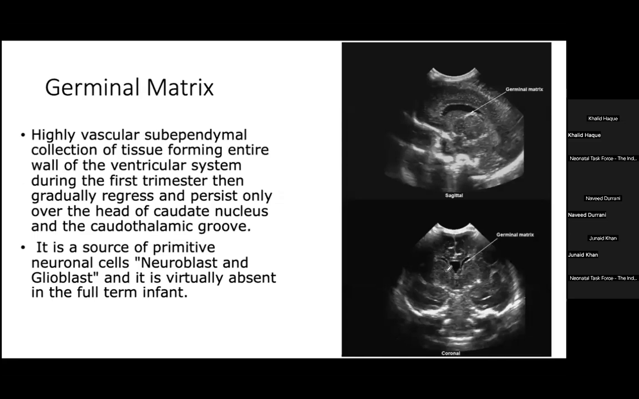Germinal matrix is a highly vascular subependymal collection of tissue which forms the wall of all the ventricles, and it is very prominent during the first trimester, and normally it gradually regresses and persists only on the head of the caudate nucleus in the caudothalamic groove. And it is the source of primitive neuronal cells, the neuroblasts and glioblasts, and it is virtually absent in the full term. So if you see here, this is the germinal matrix in the sagittal plane, and here this will be in the coronal plane.